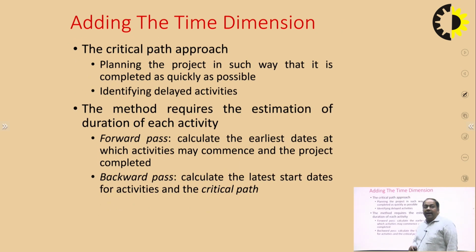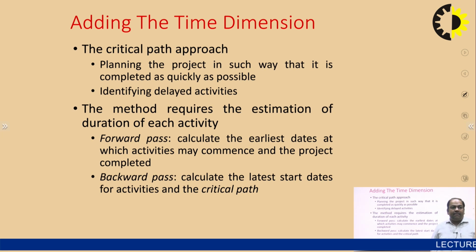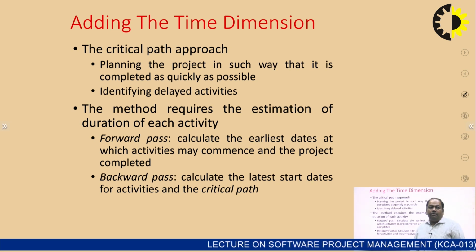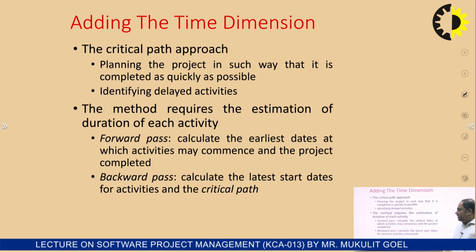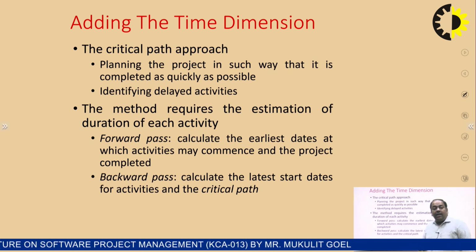So when we add any timing dimension into our project network model, we adopt a critical path approach. In the critical path approach, we plan the project in such a way that it is completed as quickly as possible, and if there is any delay, then we have to identify the activities through which our project is delayed. The method requires the estimation of the duration of each activity, and there are two methods for this: one is forward pass and another is backward pass.